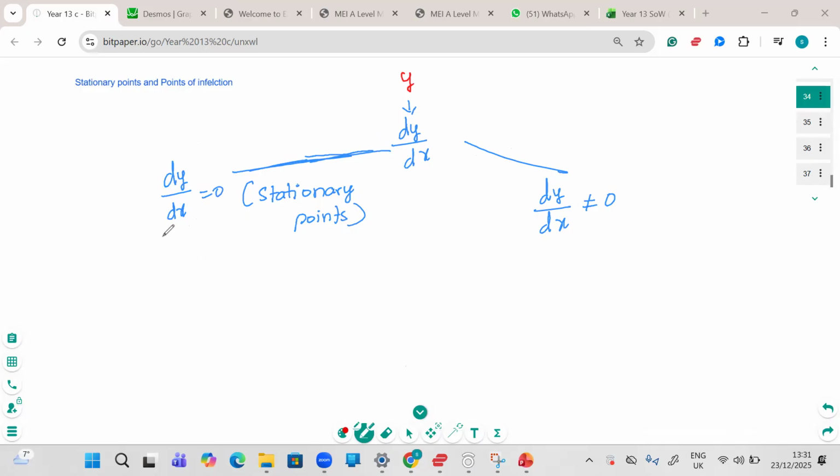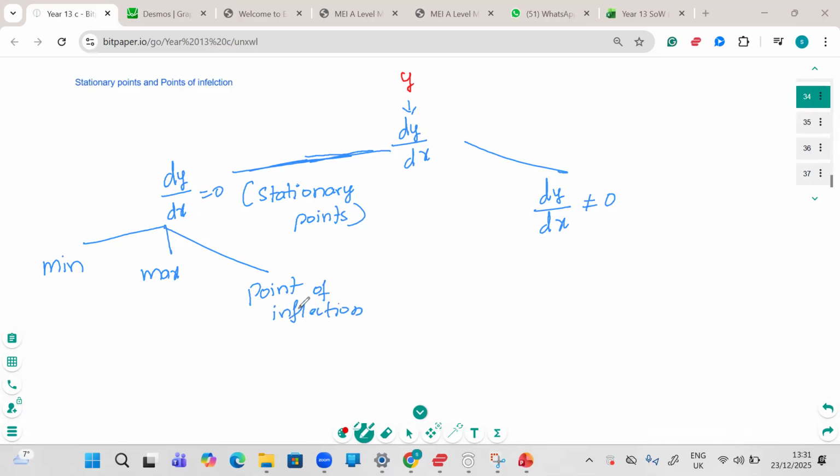If they tell you that it has stationary points, you equate dy by dx to zero. Okay, if you're finding stationary points, you equate dy by dx to zero. And then stationary points can be three different points. It can be a minimum point, it can be a maximum point, it can be a point of inflection.